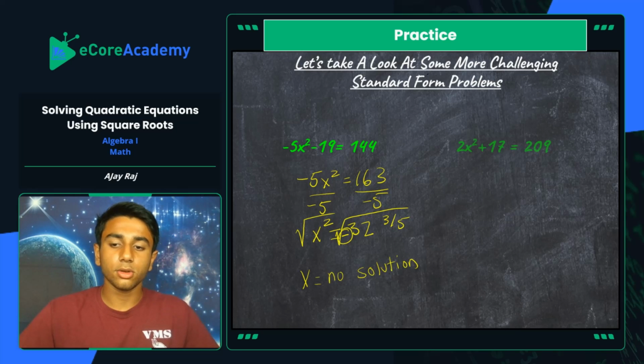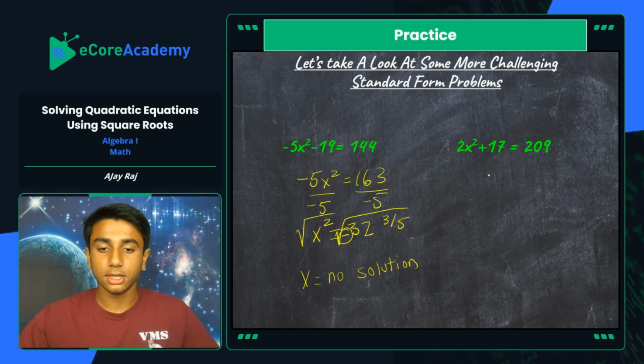All right, now let's take a look at our second problem on the screen. We have 2x squared plus 17 equals 209. So obviously the first step is to subtract 17 from both sides. Minus 17, minus 17, and we're left with 2x squared equals 192.